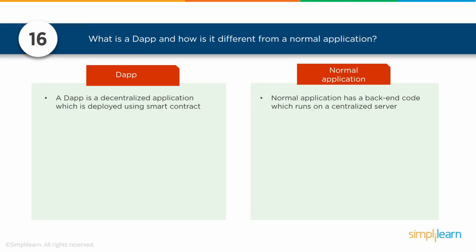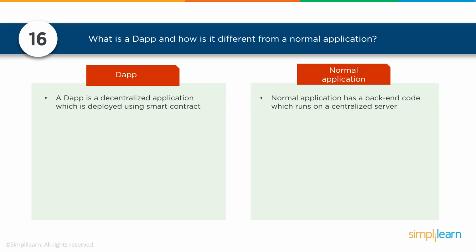Now, a very important and a very good question: what is a Dapp and how is it different from a normal application? We need to understand these differences very thoroughly in order to clear our interview. So a Dapp is a decentralized application which is deployed using a smart contract. The information on a Dapp is distributed and shared.